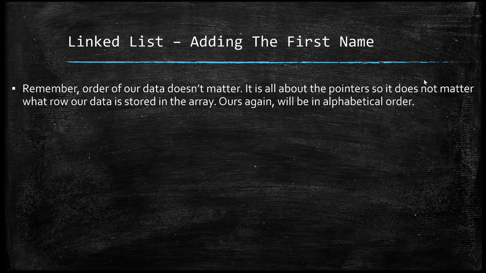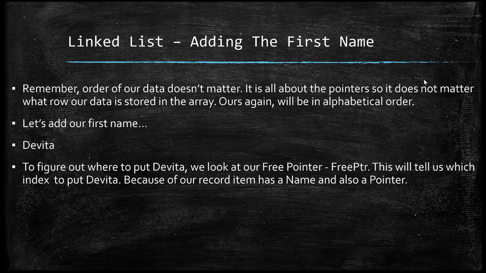Remember, order of our data doesn't matter. I think you know that by now, especially if you've gone through the first two. It's all about the pointers, so it doesn't matter what row or index our data is stored in the array. Ours again will be in alphabetical order, because if we're doing a linked list, we want to make sure it's in alphabetical order. So let's add our first name. We're going to add Davida. That name definitely looks familiar by this point. To figure out where to put Davida, we look at our free pointer, just like we did in the previous videos. This will tell us which index to put Davida.